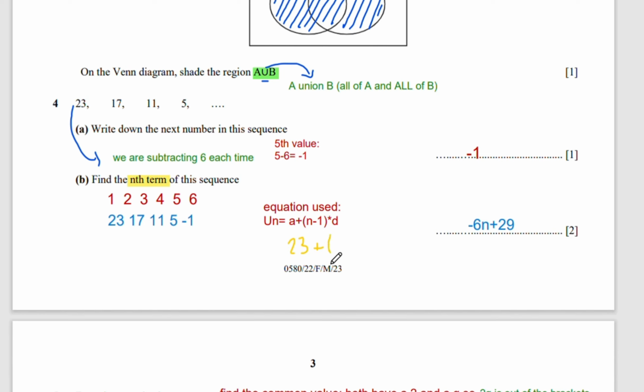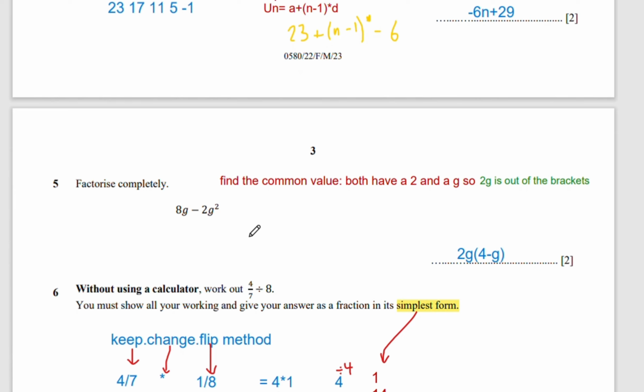So plus n minus 1, times, this star represents multiplication, d, which is -6. How to do it? We multiply -6 by -1 and then -6 by n. Then we add it to 23. We will have -6n plus 29. Okay? Moving to question 5. Factorize completely 8g minus 2g squared.